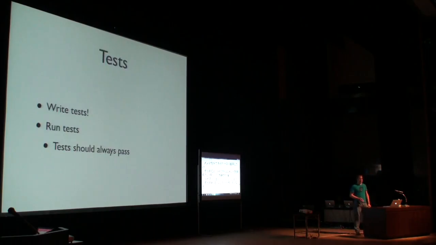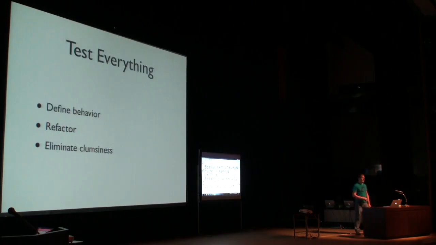I think tests are the second most important. You should definitely write tests for your library and make sure that you run them constantly and that they always pass when you're doing releases, especially. Be sure to test everything in your app. They define the behavior and set the expectation of how your library is supposed to work. They can also help you refactor the API. You may be writing some tests and find that it's hard to test the feature that you want, and maybe that's a sign that you need to break the API apart or add some helper methods to eliminate the clumsiness of your API.